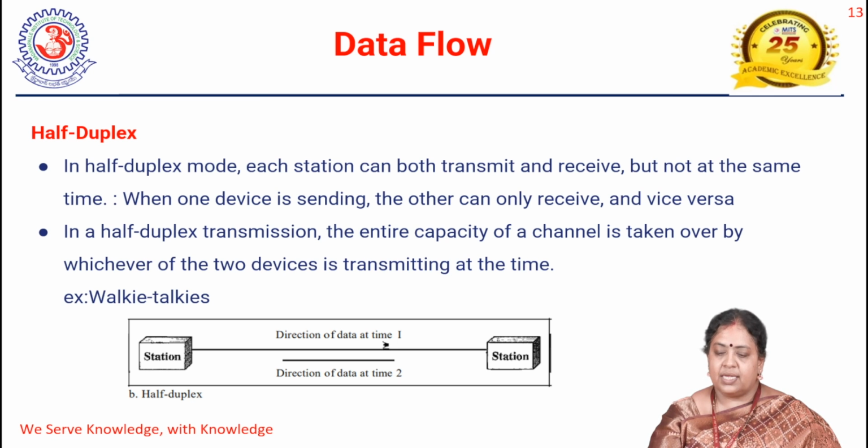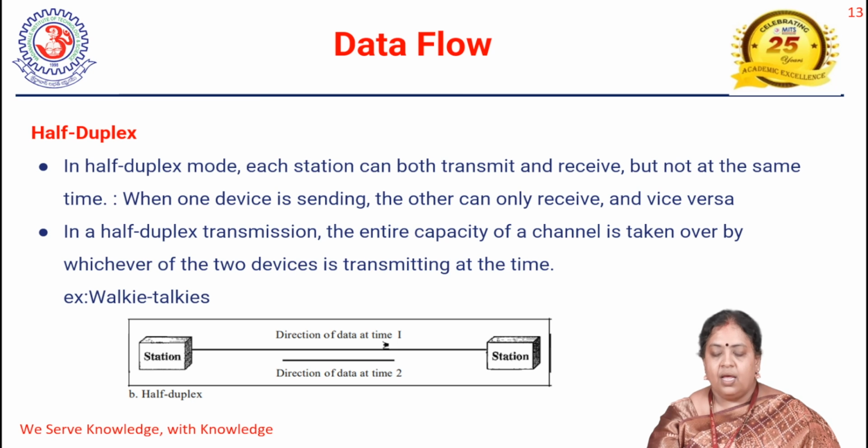In data communication or in networks, we can call it a device or we can call it a station also. Okay, so from one station to another station, how is the data transferred? This station can send and receive the data, and this station can also send and receive the data. That means this device can send and receive the data, and this device can send and receive the data, but not at the same time.